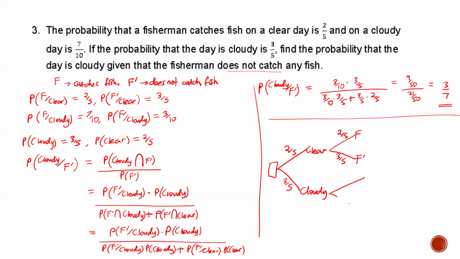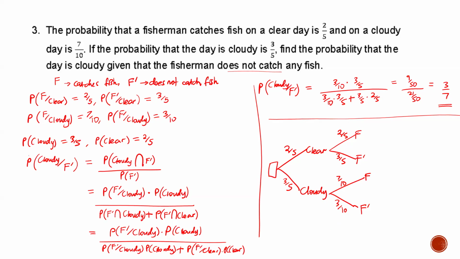3 over 5, exactly. And when it's cloudy, the probability that he catches fish is 7 over 10. And then him not catching fish would be 3 out of 10.